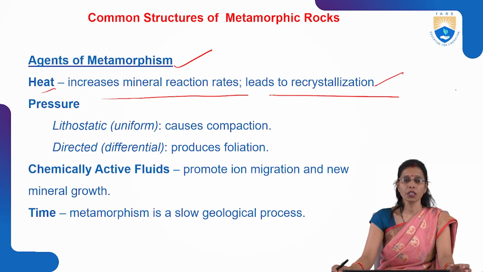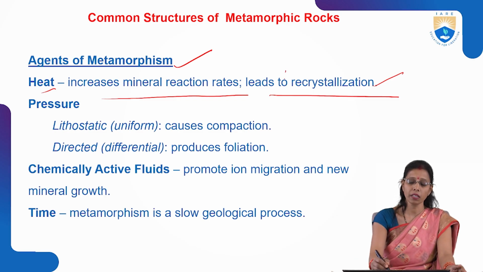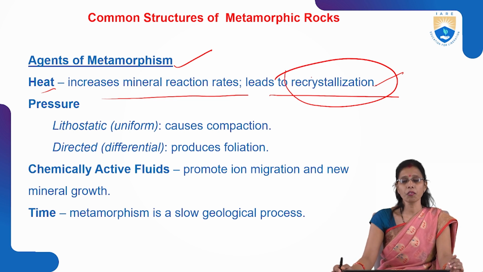Recrystallization means heat will first of all make the material molten. It will slowly melt the materials, and slowly when it cools down, it will be recrystallized. So at the time of recrystallization, the structure and the formation or the texture all depend on the type of recrystallization that is happening.